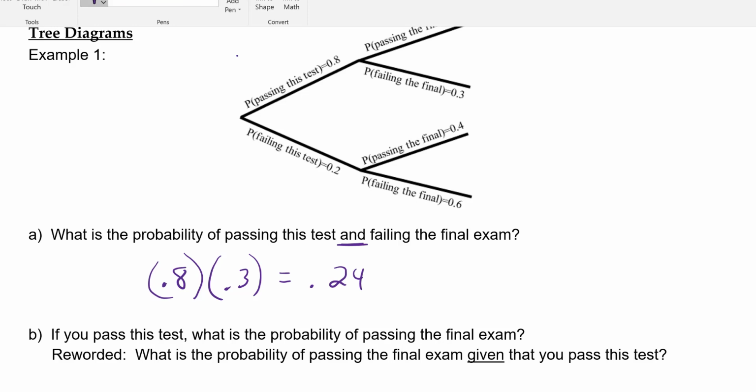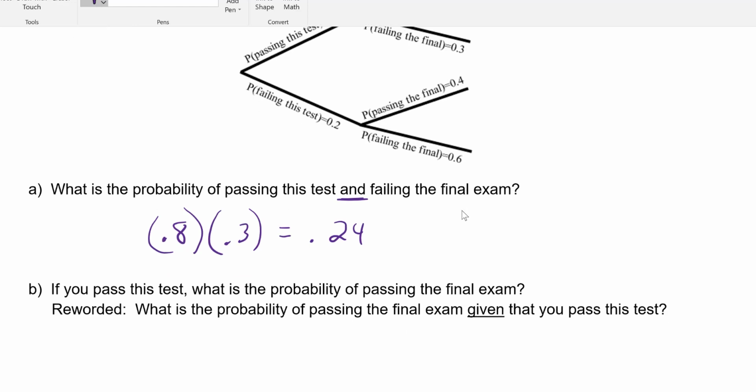Okay. So now it says, if you pass this test, what is the probability of passing the final? So I want you guys to see the wording in two different ways. We've already done conditional probability. Conditional means given. That's a key word here, given. Okay? So something already happened. That's what the given means. It's something has already happened, which goes really well with the tree diagram, which means if something has already happened, then you follow a certain branch of that tree.